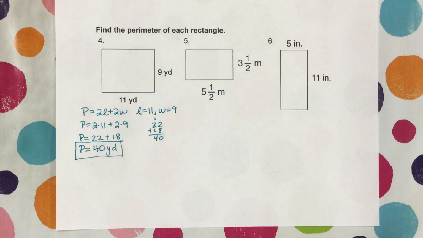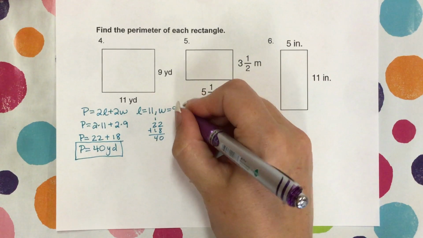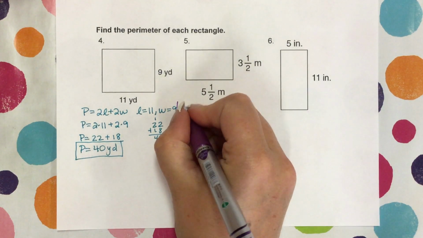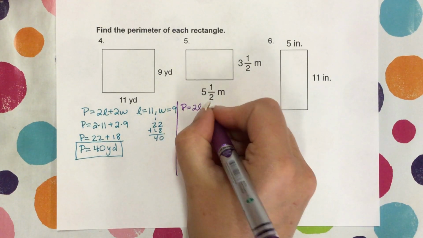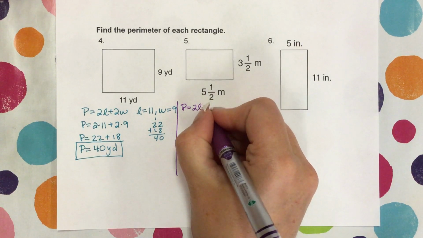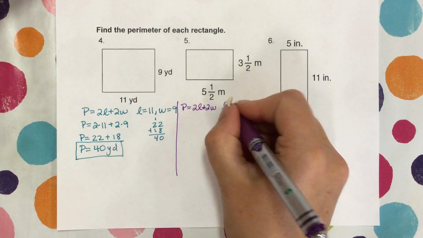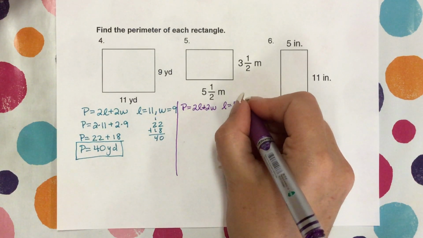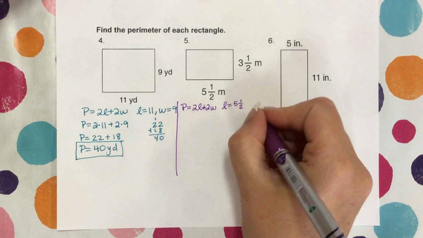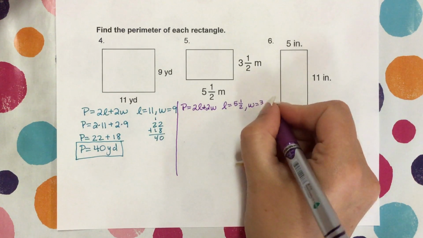Okay, we're back with problem 5. We are going to find the perimeter of a rectangle, so we are first going to write our equation. Perimeter equals 2 times L times, wait, that's plus, 2L plus 2W. My length is equal to 5.5, and my width is equal to 3.5.